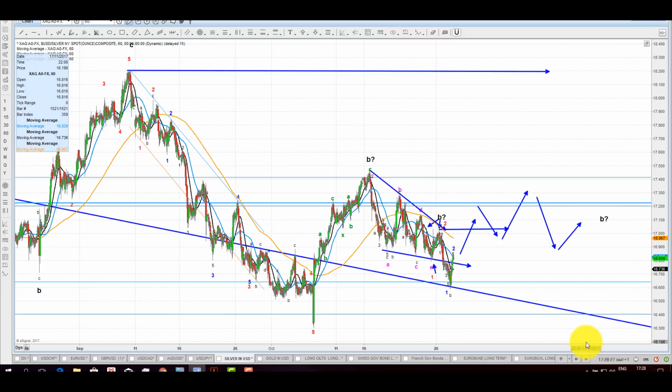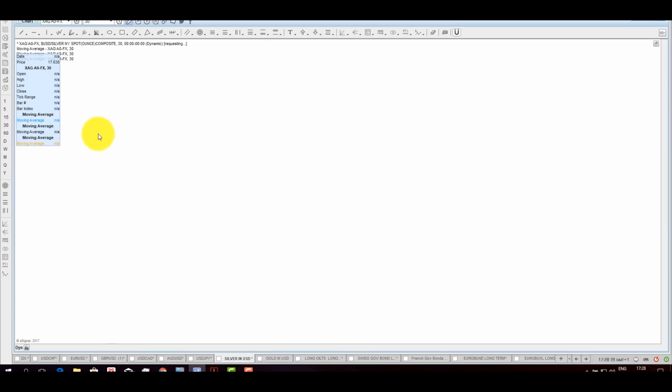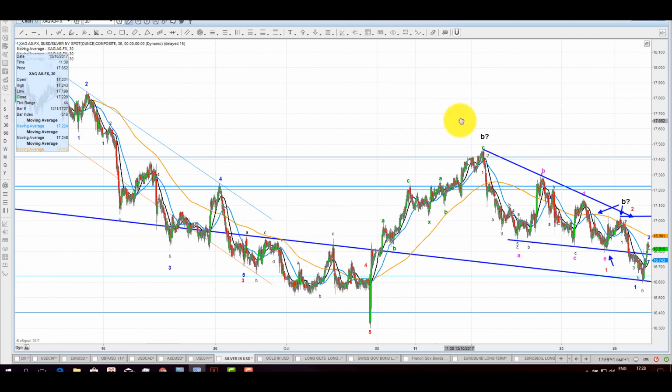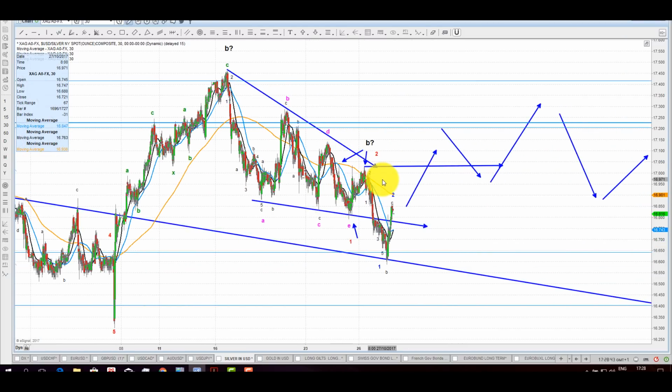Prepare for a plunge. After this is complete, the B will simply prolong. It didn't end here, nor did it end here. It is going on sideways for quite a while. Let's go to the 30 minutes, and you can see the various options of the interpretation here.